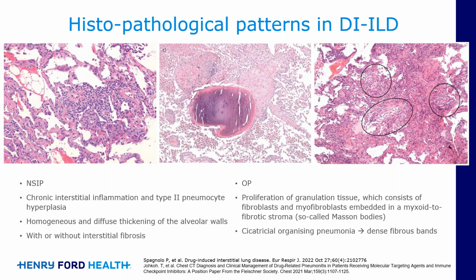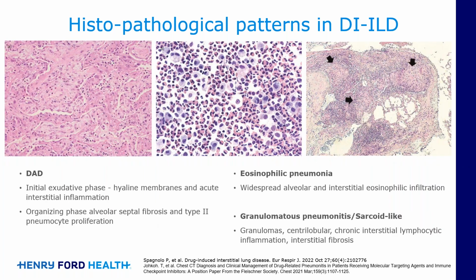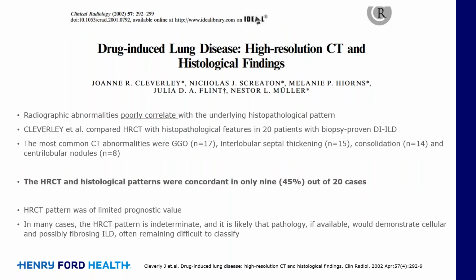So we have the NSIP pattern, the organizing pneumonia pattern, and similarly the diffuse alveolar damage and the eosinophilic pneumonia pattern. One important one that we also see is the sarcoid-like reaction, also called granulomatous pneumonitis, wherein we have granulomas and chronic interstitial inflammation, interstitial fibrosis, which may appear like sarcoid, and which has been described in drug-induced ILD.